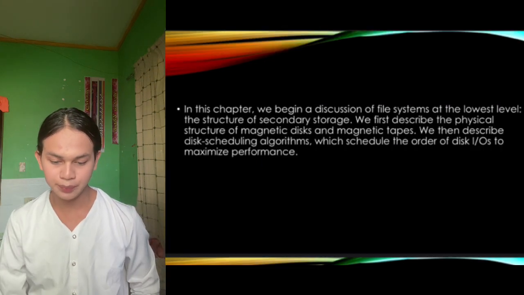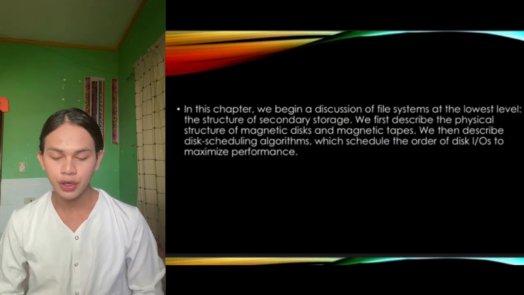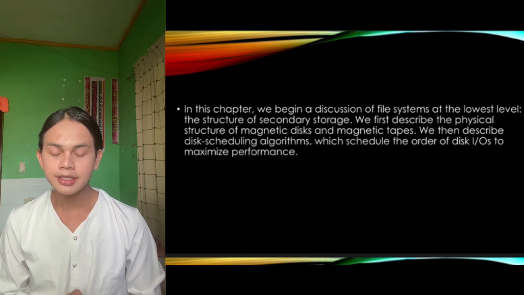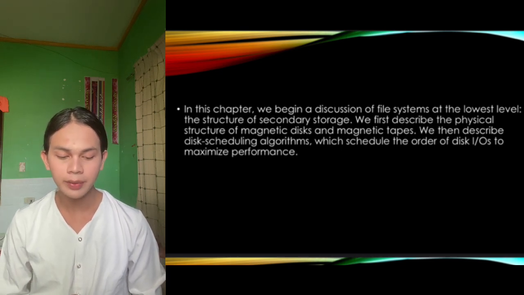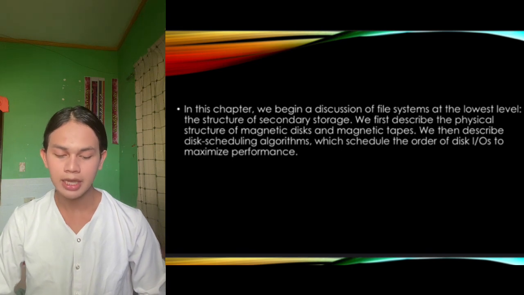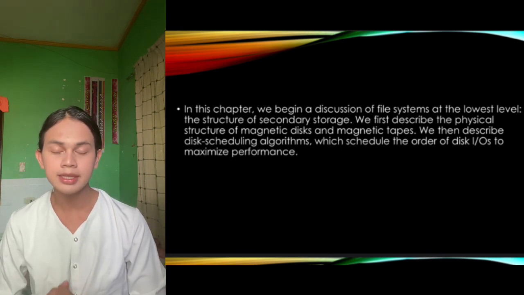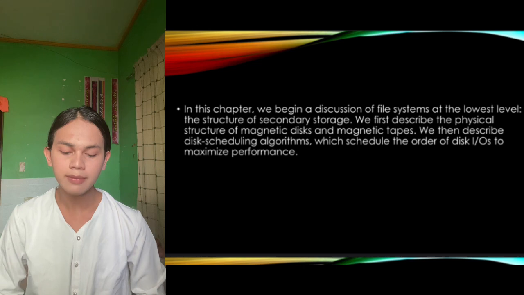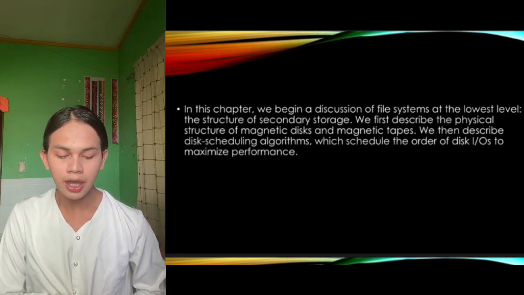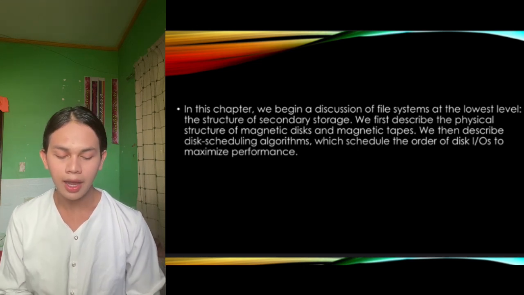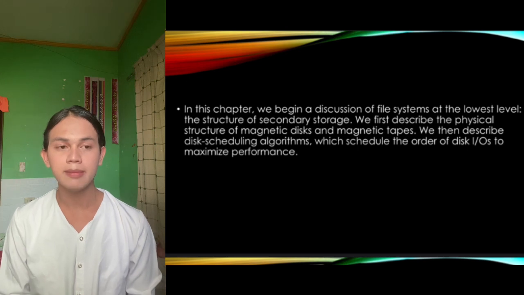In this chapter, we began a discussion of file systems at the lowest level, the structure of secondary storage. We first described the physical structure of magnetic disks and magnetic tapes. We then described the disk scheduling algorithms, which schedule the order of disk input or output to maximize performance.